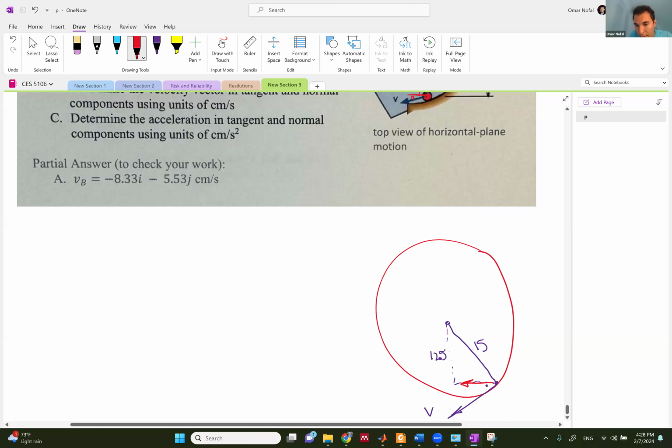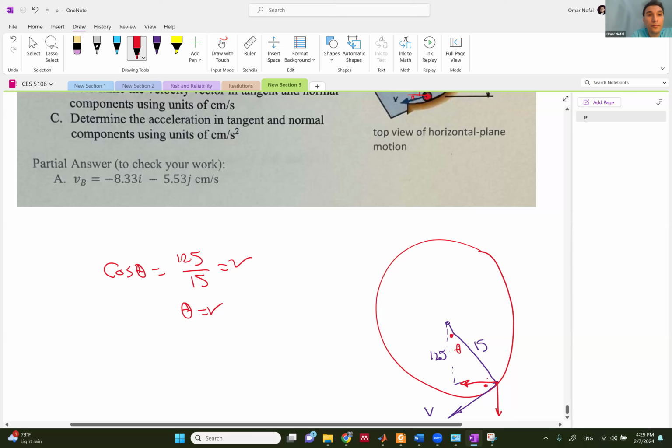I will be able to get this component and this component, because I will be able to know what is the sine and cosine. Okay, so I know that this angle and this angle is 90 degrees. So absolutely this angle is equal to this angle. So getting this angle, let's name this as theta. Cosine theta is going to be 12.5 over 15, and then you can get cosine inverse and get what is the theta.